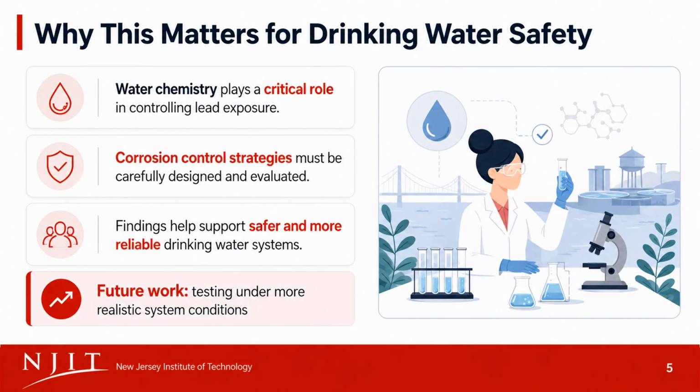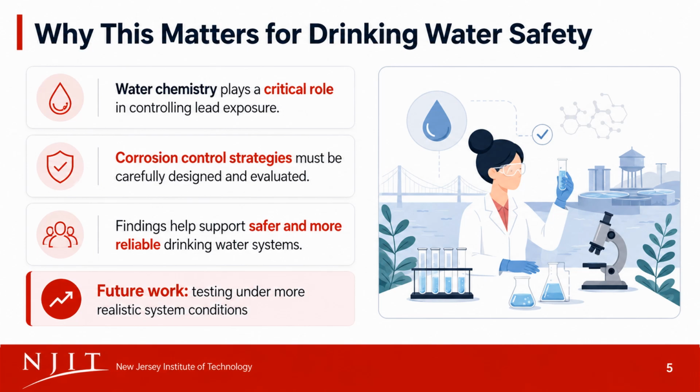Finally, why is this important? Because corrosion control is not just one size fits all. The same treatment may work under one water chemistry condition, but not as well under the other. And different phosphate blends can respond differently. So for drinking water systems, these strategies need to be selected and tested carefully based on the actual water chemistry.